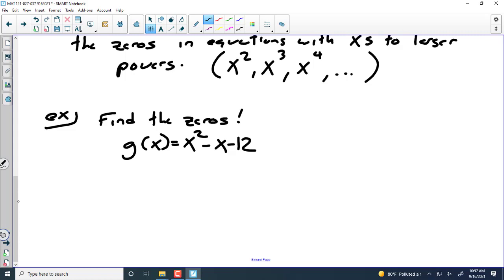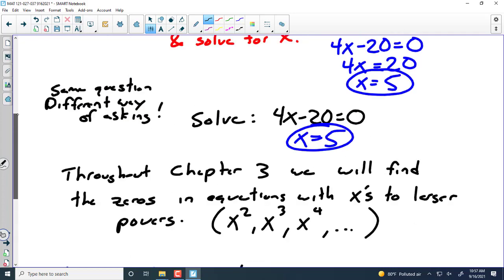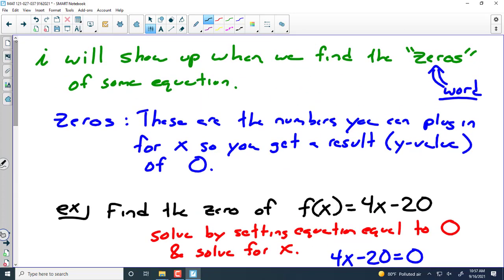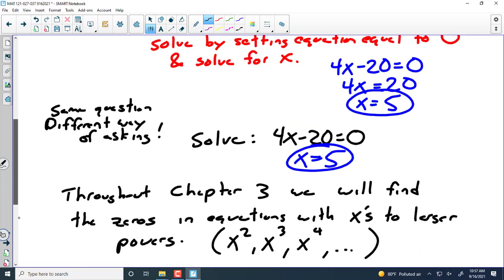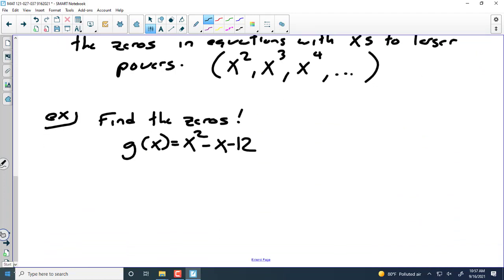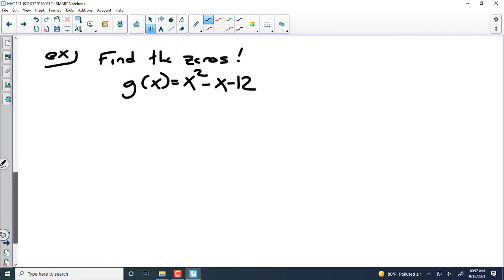Why are we doing all this? Remember, I'm getting up to imaginary numbers here. They will show up when we find the zeros of some equations. That's what we're building up to. We're building up to finding the square root of a negative when we're trying to find zeros. So don't lose the thread here of what's happening. I know it's easy because I talk fast.